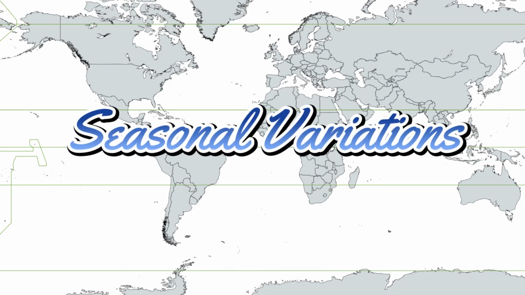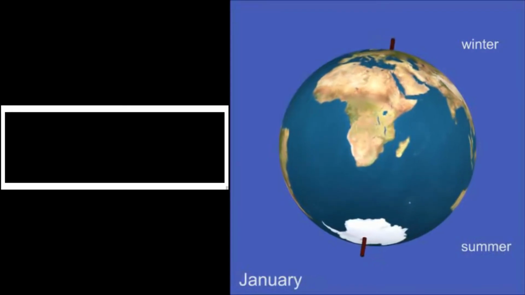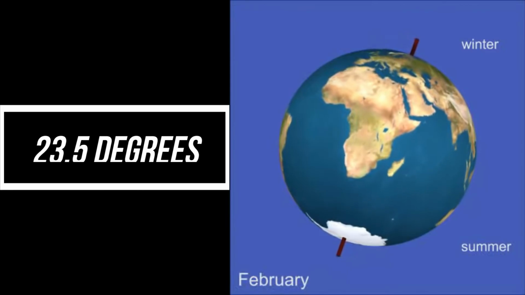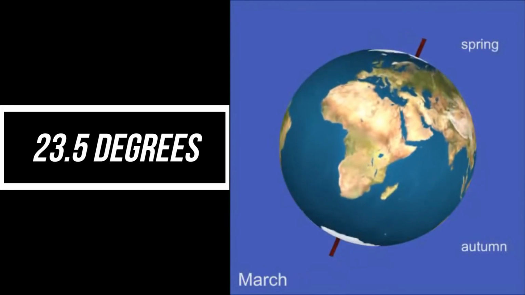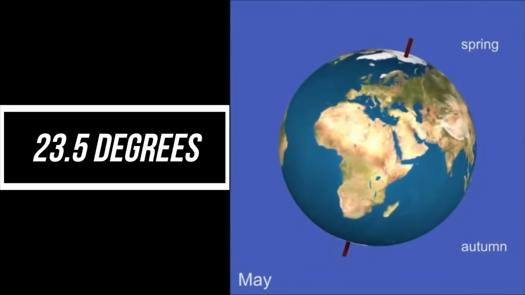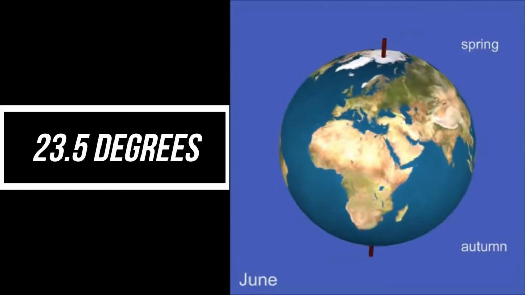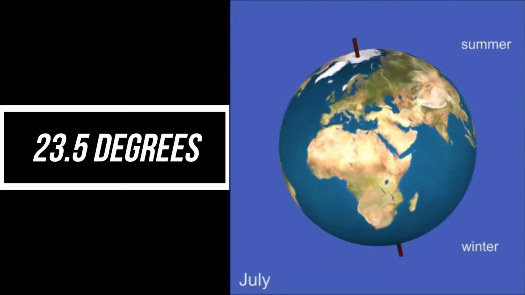Each of the main latitude lines is correlated to seasonal variations. The Earth is on a 23.5 degree axial tilt. This axial tilt is responsible for the changing seasons of the Earth, as different parts of the planet receive varying amounts of sunlight throughout the year due to the tilt on the axis.